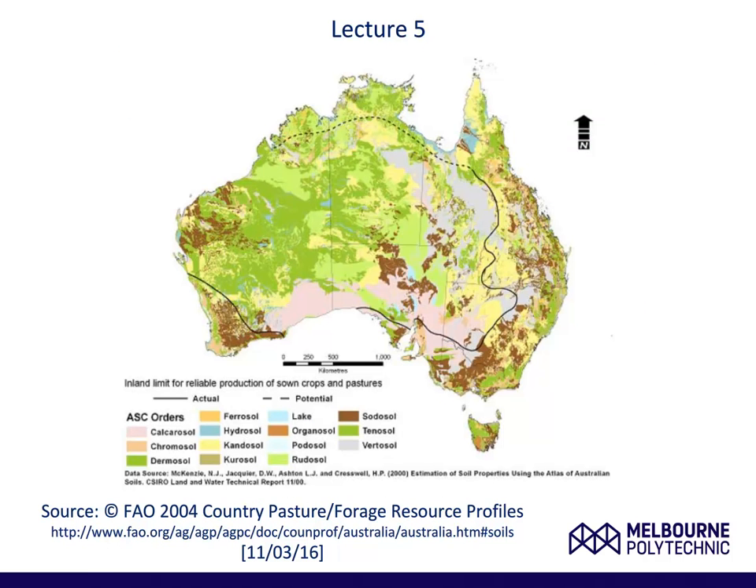Soil scientists have developed soil classifications that parallel the plant taxonomy. A summary of these soil classifications and where they are located in Australia is presented on the slide. This image was from the journal article by Mackenzie et al. in 2004. You will see that there is quite a range of different soil classifications across Australia.